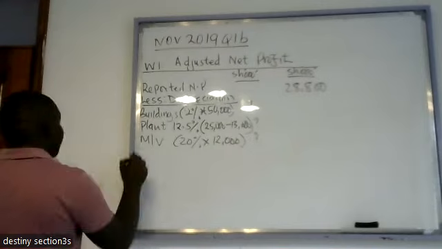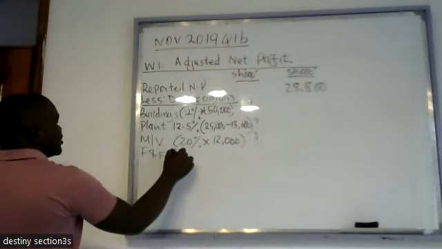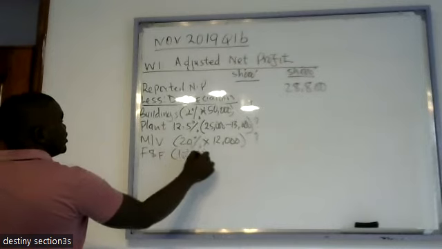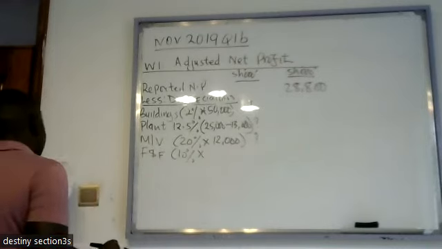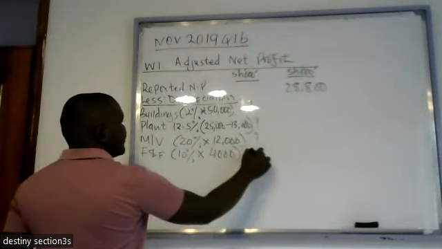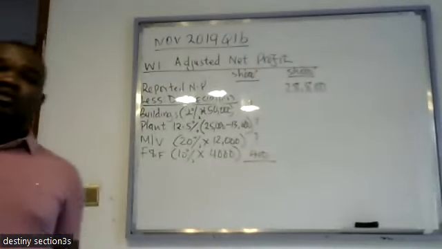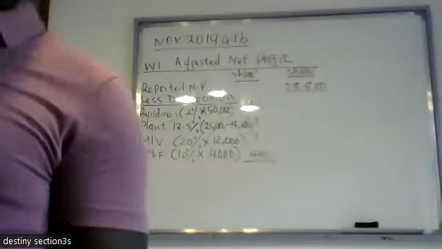Then F&F, furniture and fittings, they have said 10%. So 10% times straight line 4,000. So this one is 400. That one I can tell. Can you give me the 3 others? Give me all of them at once.